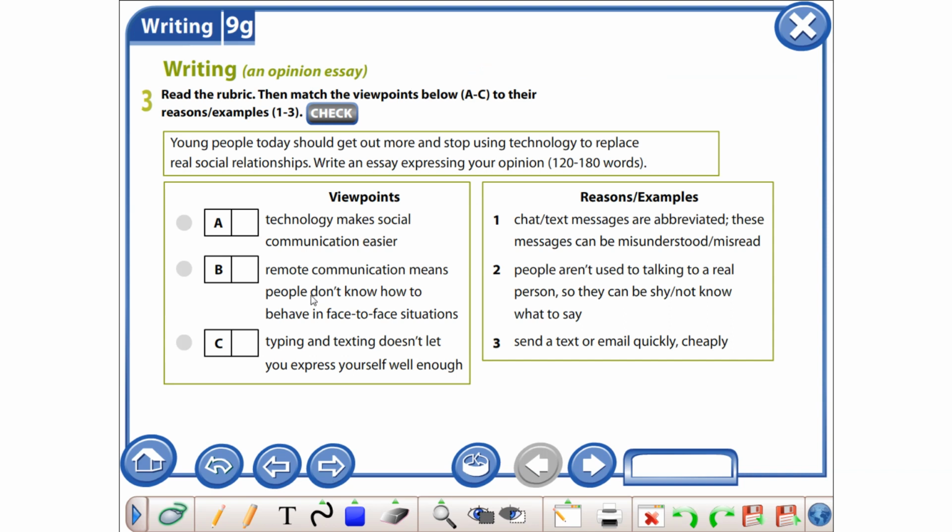Exercise 3. Writing. Read the rubric, then match the viewpoints below to the reasons examples.